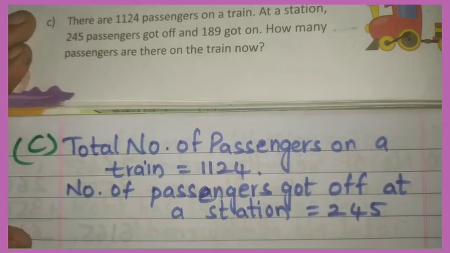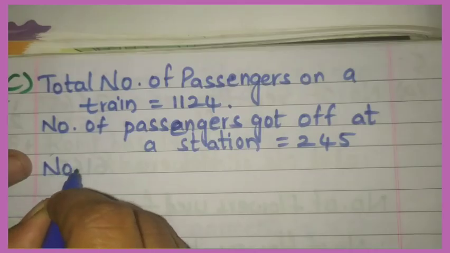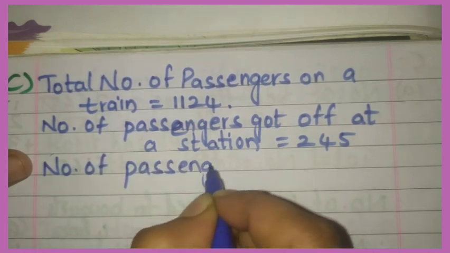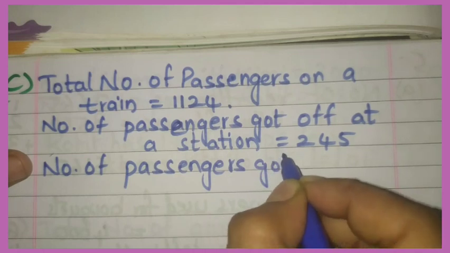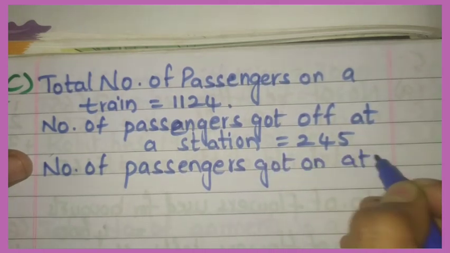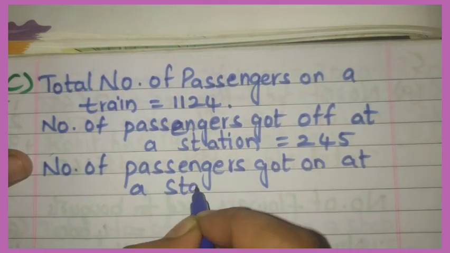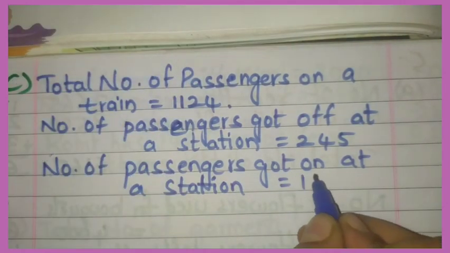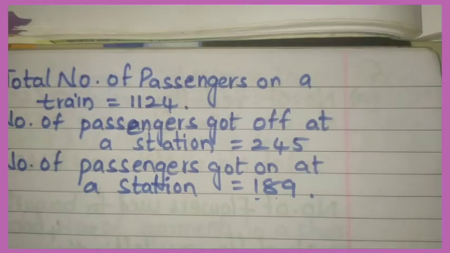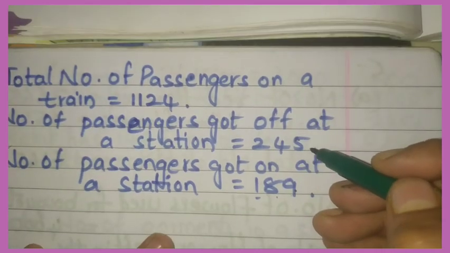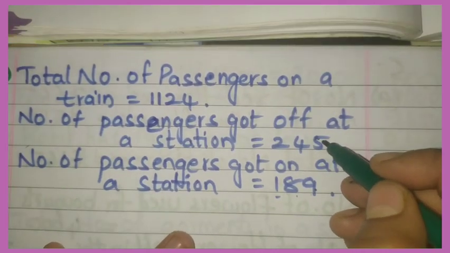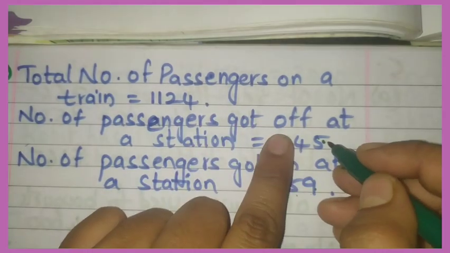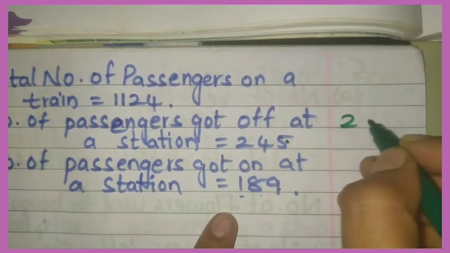245. Okay. Number of passengers got on at a station. How many? 189. In these two, which one is more? Yes, 245 means more number of passengers got off. So we will subtract this first.